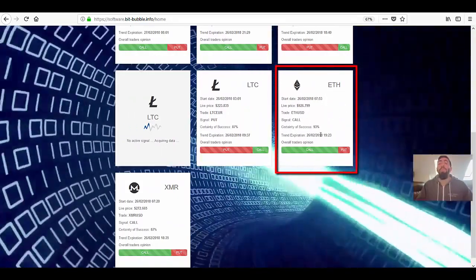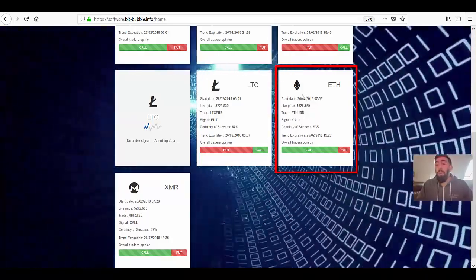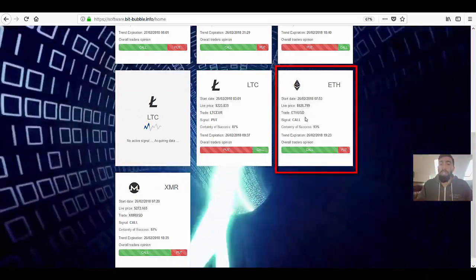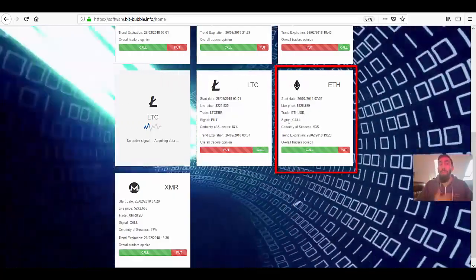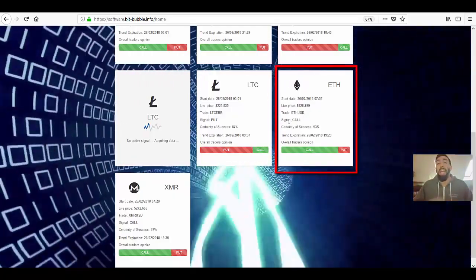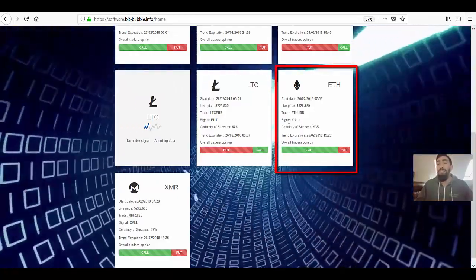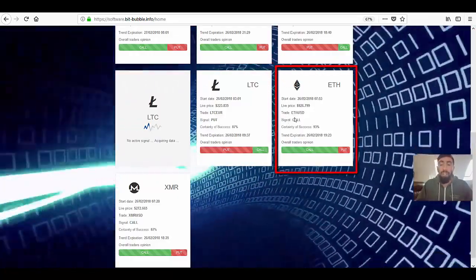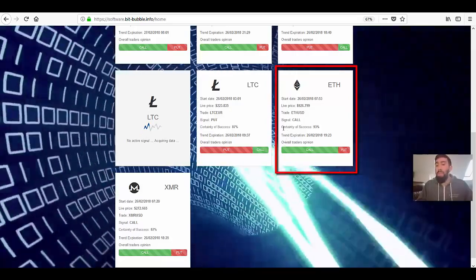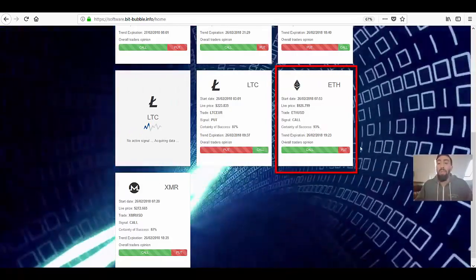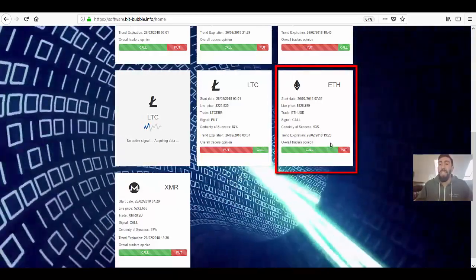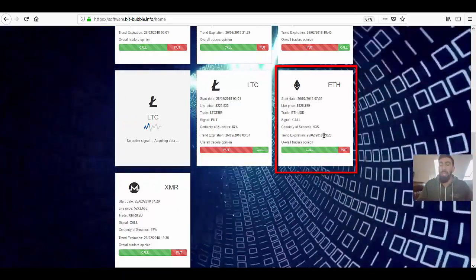So with each signal, it provides you with everything that you need to know. We have the date of the signal, which of course is for today, Ethereum versus the US dollar. And in this case, according to BitBubble Tech, it is predicting a call. So basically it's saying that the value of this cryptocurrency pair will increase. Now we have a certainty of success, which is 93%, which is pretty high. And we also have a trend expiration of today at 19:23 GMT.